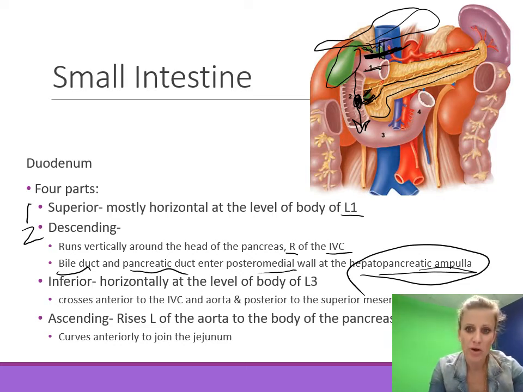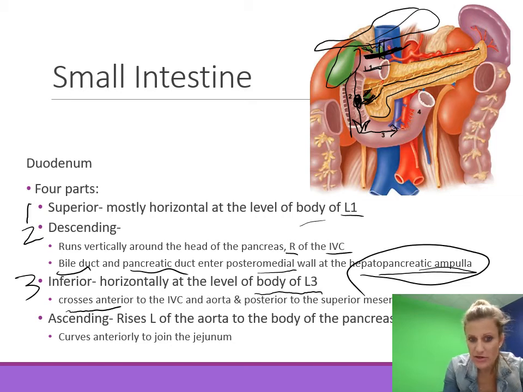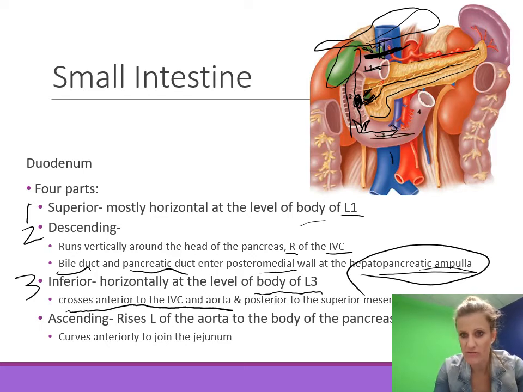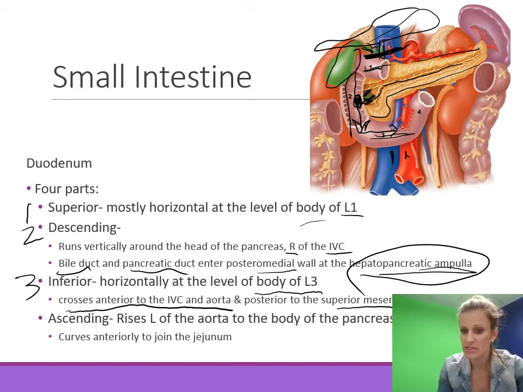So the superior part is this horizontal part, then the descending part goes down vertically, and then the inferior section, the third section, is another horizontal section that extends back towards the left side of the body at about the level of the body of L3. So we started at the body of L1, and then we went down to the level of the body of the L3 vertebra. The inferior section heads back towards the left. It crosses anterior to the inferior vena cava and the aorta. So it's crossing over the top of, you see here, the inferior vena cava and the aorta. But it's posterior, behind the superior mesenteric artery and vein.